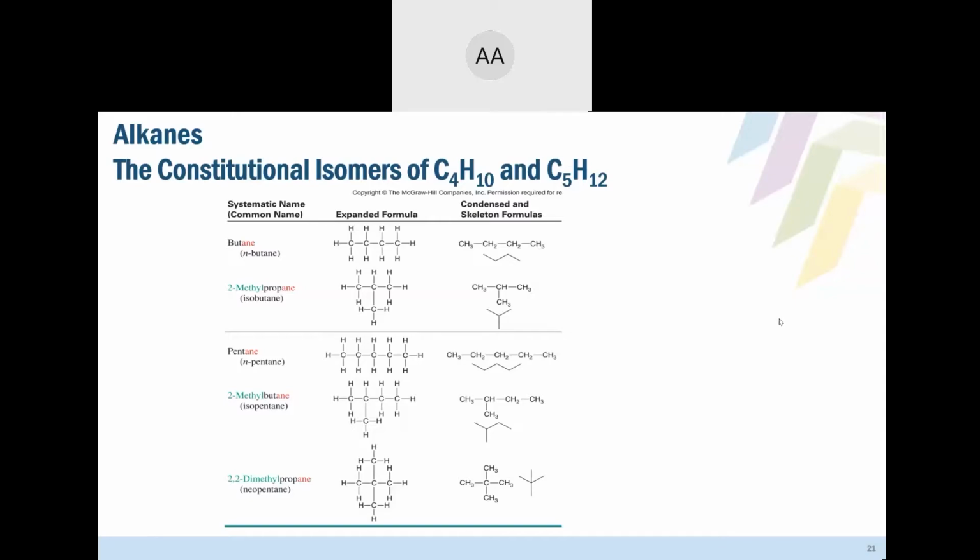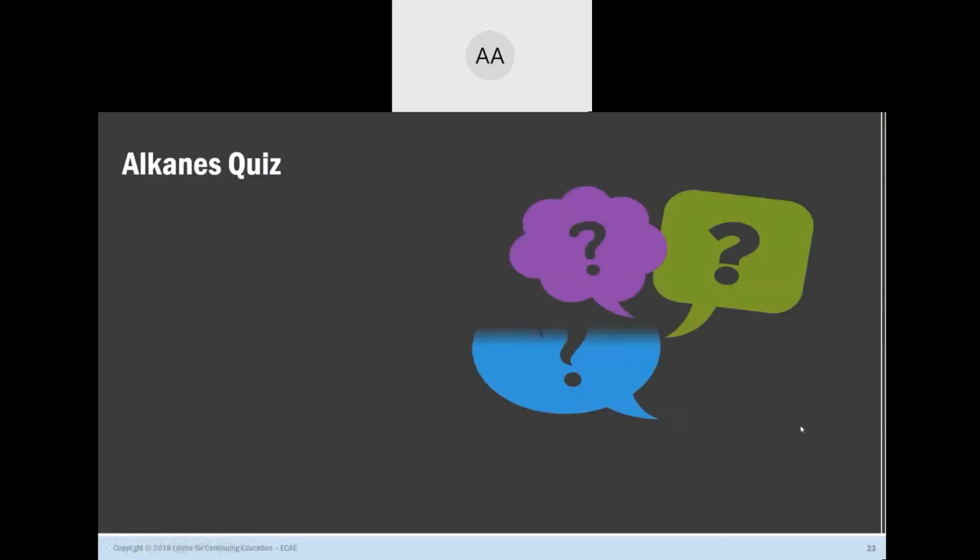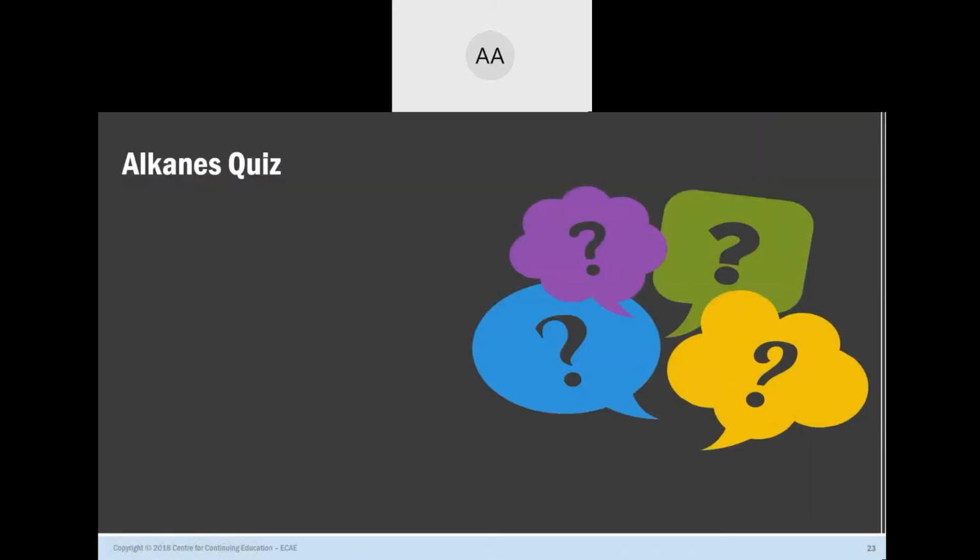Okay, well done. That was some good revision on alkanes and constitutional isomers. Let's see where we're going next. So what I'd like you to do now is we're going to do a quick quiz together. I'll share the screen with you so you're able to find where the Chem Quiz is available online for everyone to use.